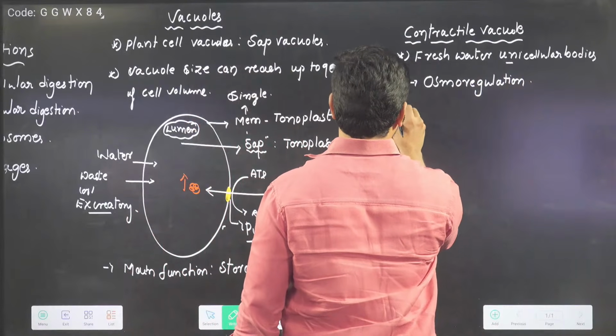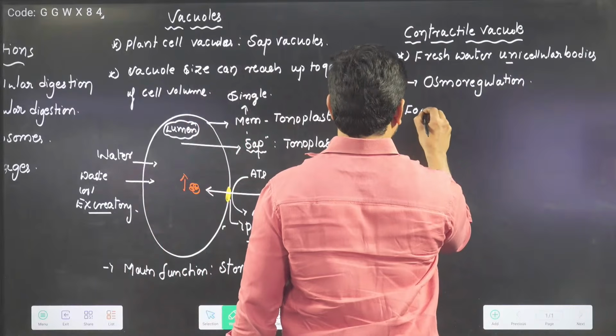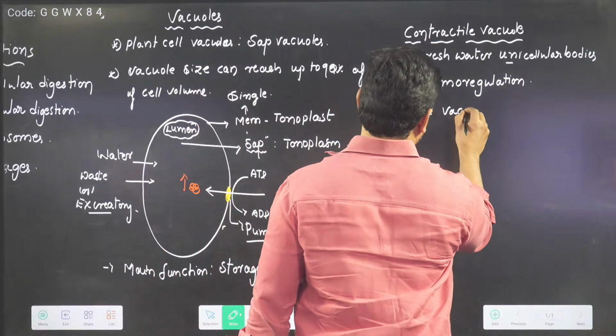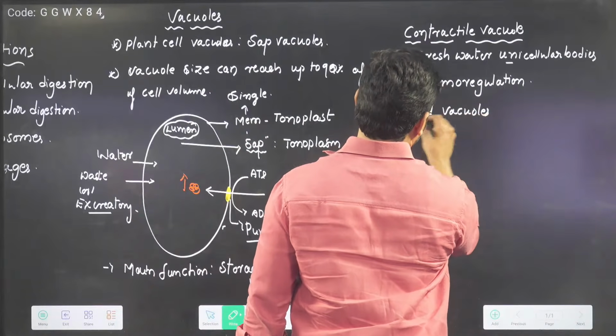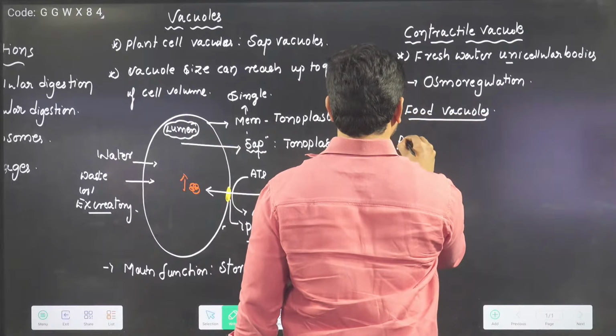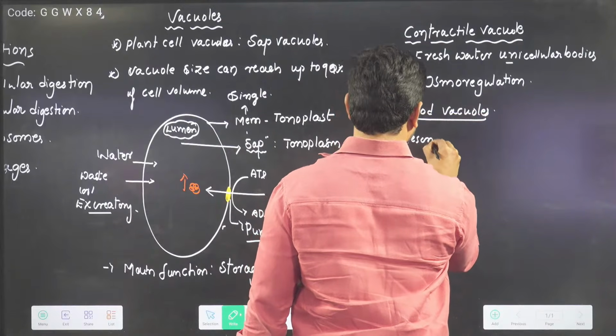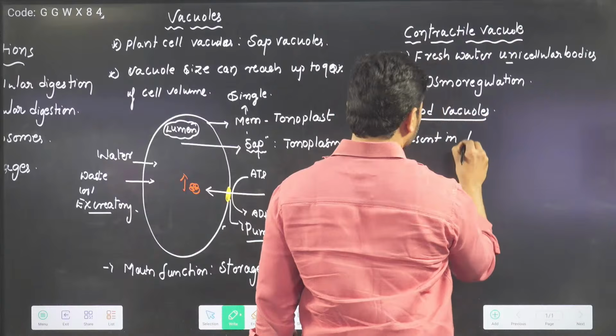Next one more is there: food vacuoles. Food vacuoles are present in phagocytic cells.